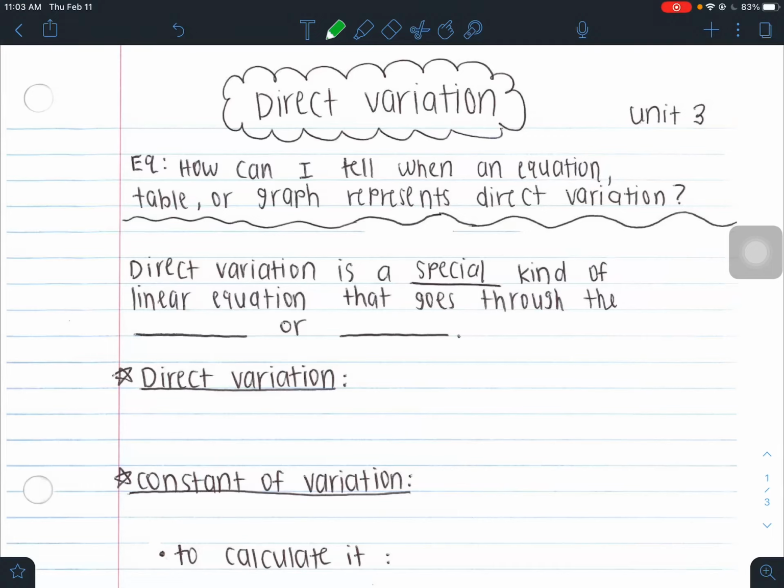These notes are going to cover direct variation. Direct variation is actually a special type of linear equation. It's going to feel kind of unrelated to all the other forms that we've learned already, but it is a type of line, so we do learn it as well.